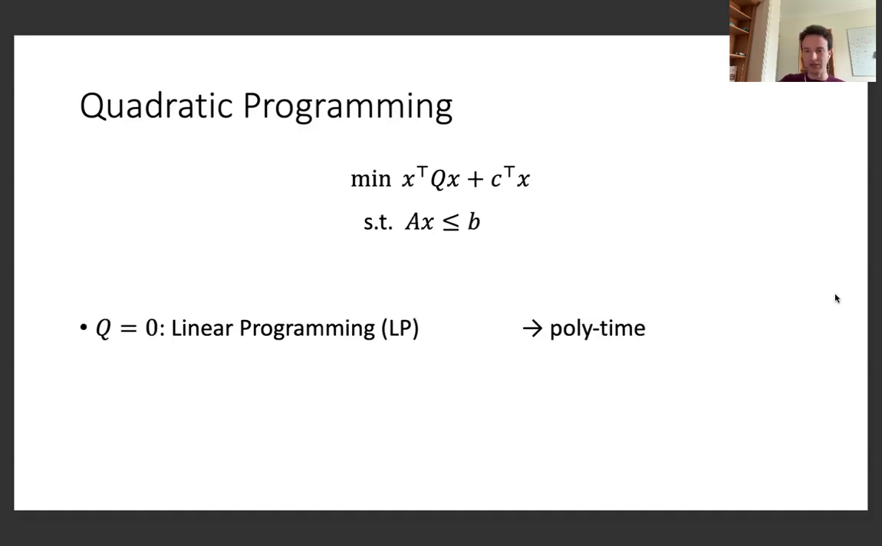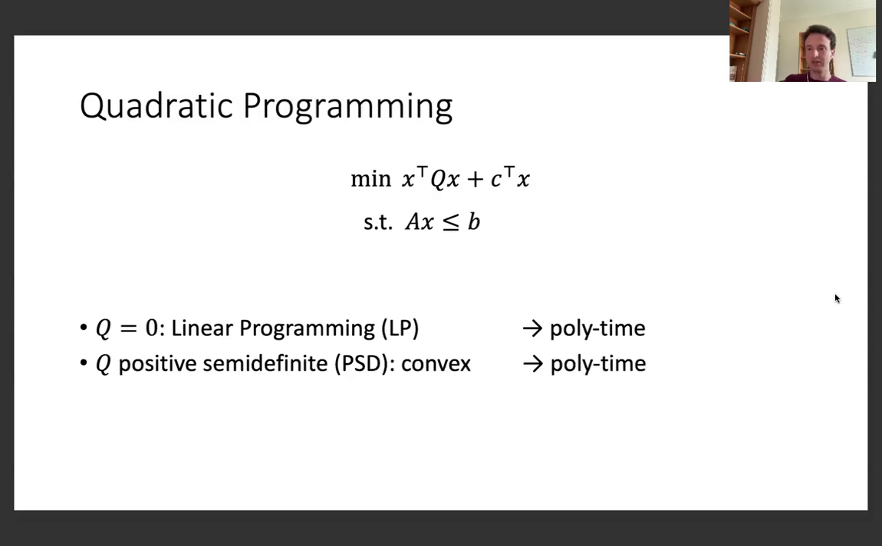Another special case, which is a generalization of this first one, is when the matrix Q is positive semi-definite. In that case, it turns out that the objective function is convex. And again, for that case, convex optimization can be solved efficiently. So in general, there's no guarantee about the matrix Q. And unfortunately, the problem is known to be NP-hard when the matrix Q does not have to be necessarily positive semi-definite.